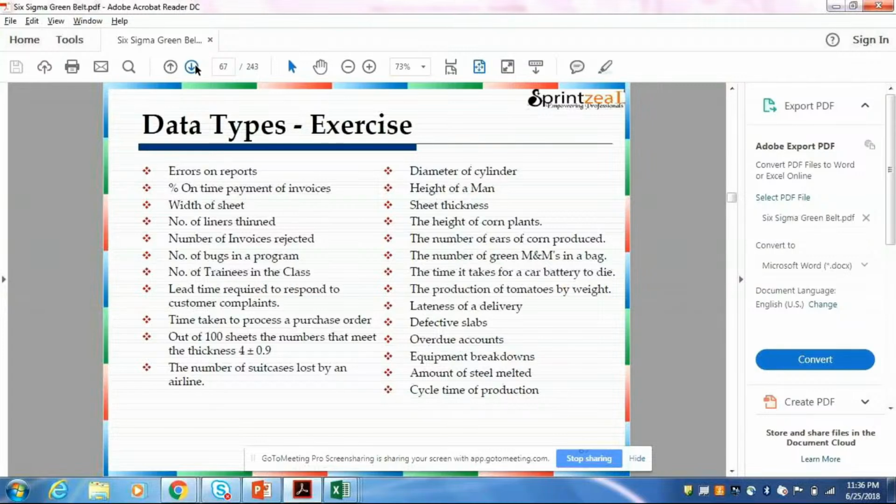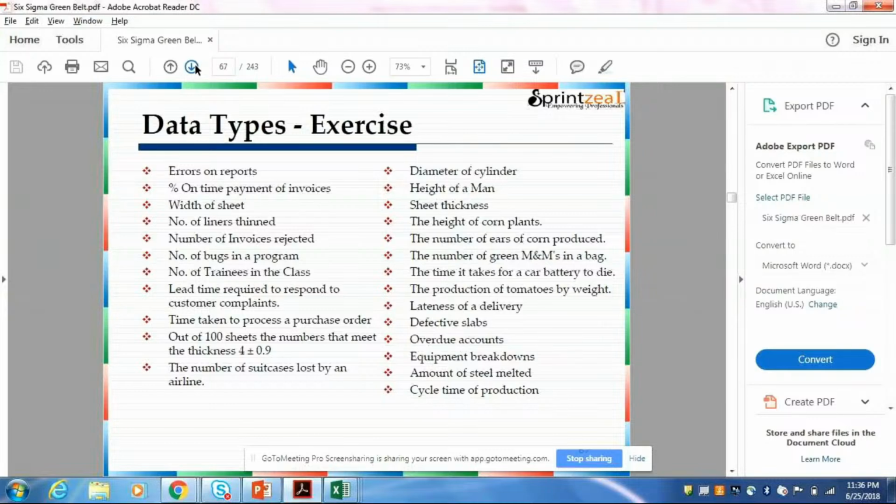Out of 100 sheets, the number that met the thickness of 100 sheets would be discrete. So this one is tricky. You can use it either way. It is asking, out of 100 sheets, the number that meets the thickness 4 plus minus 0.9. Let's say the number is 50. So 50 divided by 100 will give me 50%. It can be continuous. And if I count the sheets, 50, it is a discrete data set.